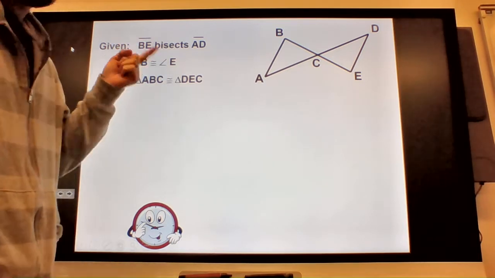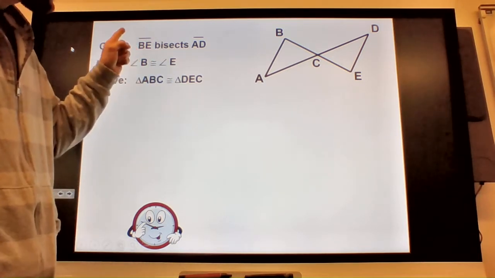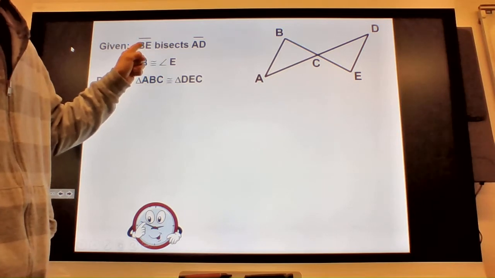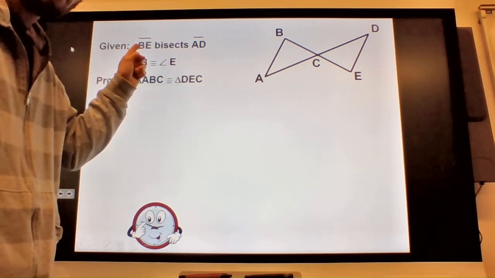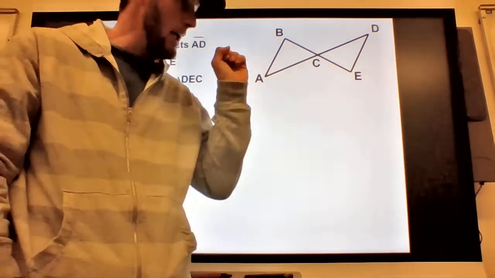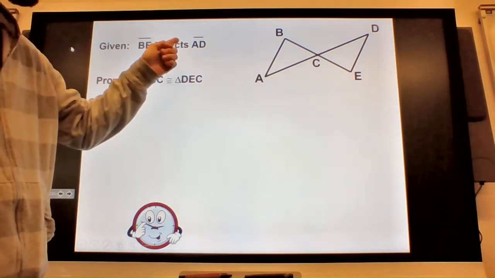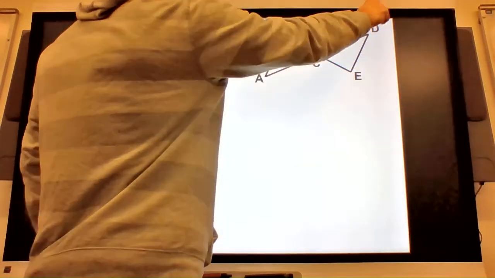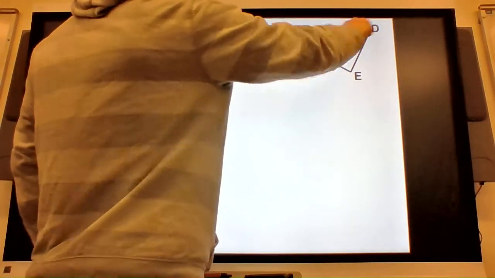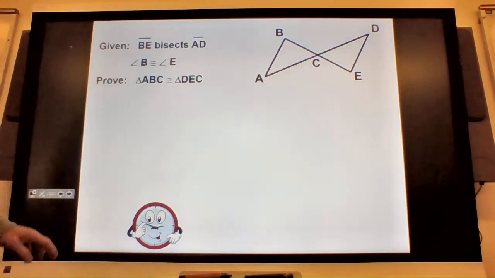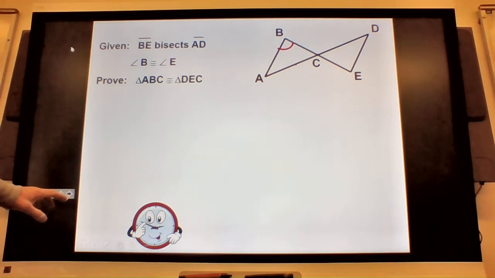Now, be careful. BE is the bully here. This is the subject of the sentence. AD is the direct object. AD is getting beat up here. BE is doing the bisecting. That's important. This one is picking on that one. This is the one that got chopped. Important conclusion to draw from that. Hopefully you've got that somewhere on your proof.